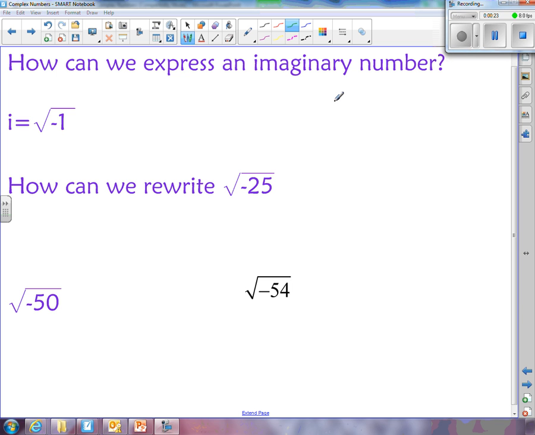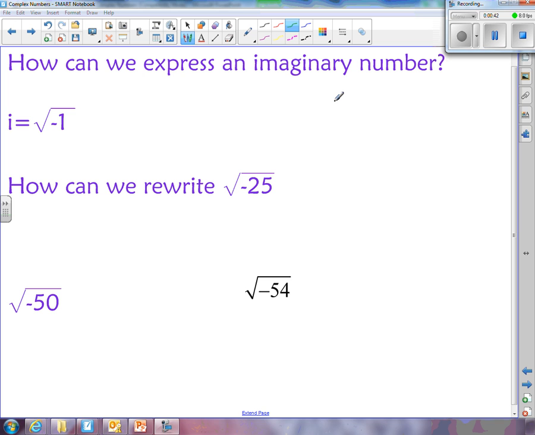So in order to break it down so we are able to simplify imaginary numbers, we have to take the most simple imaginary number we can. And that's just the square root of -1. The square root of -1 we just refer to as i. So therefore we can rewrite any imaginary number in terms of i.